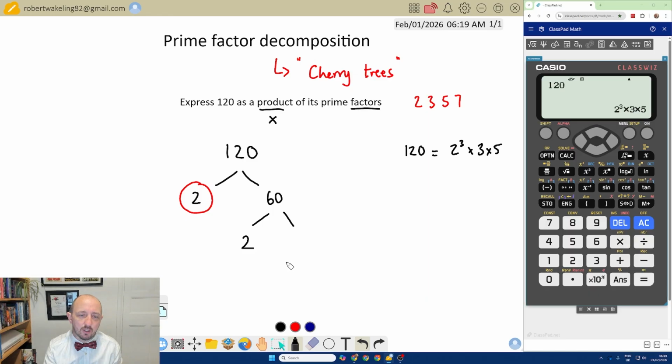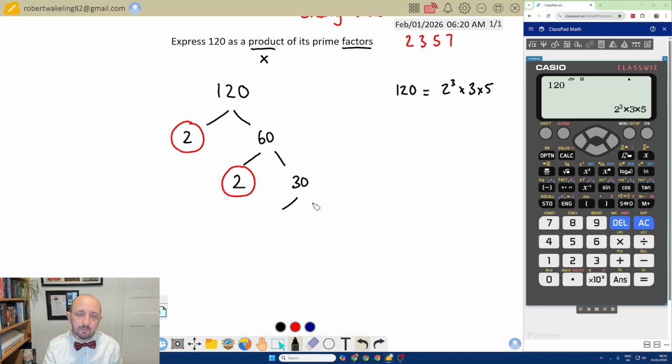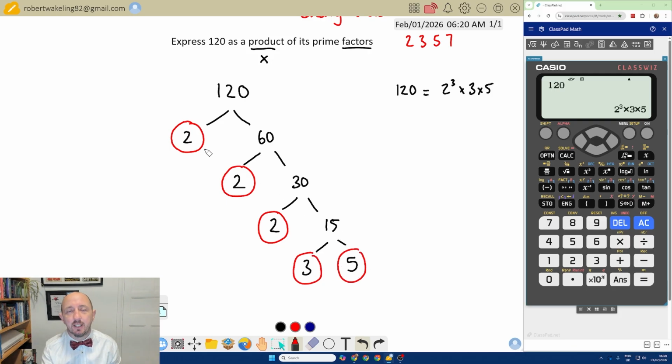So we can keep using 2 until we run out of even numbers. 2 goes with 30, 2 times 30. Keep going. 30 is still even, so 2. Circle that, and we have 15. 15 is not even now, so we can leave the 2s. We can go to the next prime, which is 3. Does 3 go into 15? Yes. 3 pairs with 5. And we've reached the end of the branch because 3 times 5 gives 15. So this is our completed cherry tree.